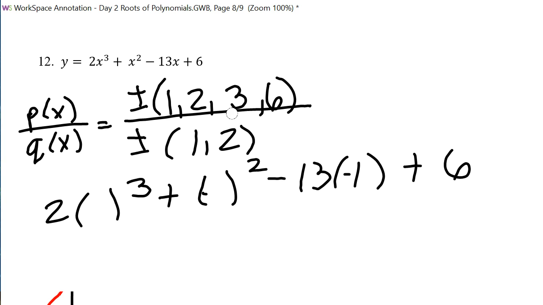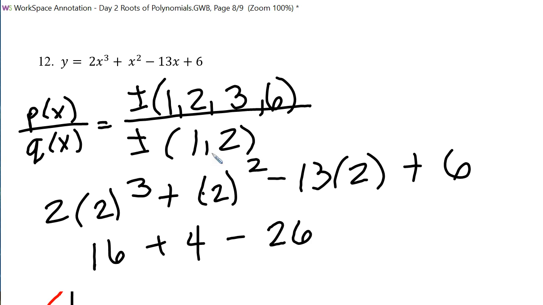Plus or minus 2? Let's see, 2 cubed is 8, so 2 times 8 would give us 16. 2 squared would give us 4. Negative 13 times 2, negative 26, plus 6. What does that add up to? Oh, okay, good. So what number did we use? So 2 goes on the corner for our synthetic division.